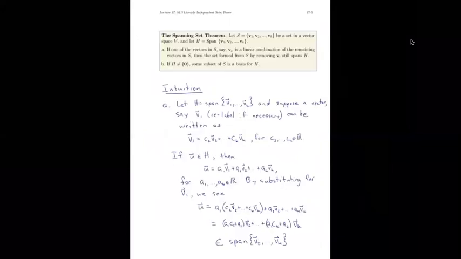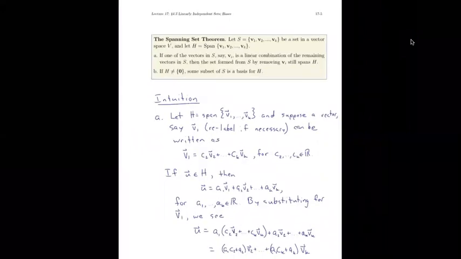So the spanning set theorem. This is a nice result concerning the set of vectors S, V1 through Vk, and we're going to talk about its span, H. If one of the vectors in S, say Vi, is a linear combination of the remaining vectors in S, then the set formed from S by removing Vi still spans H.